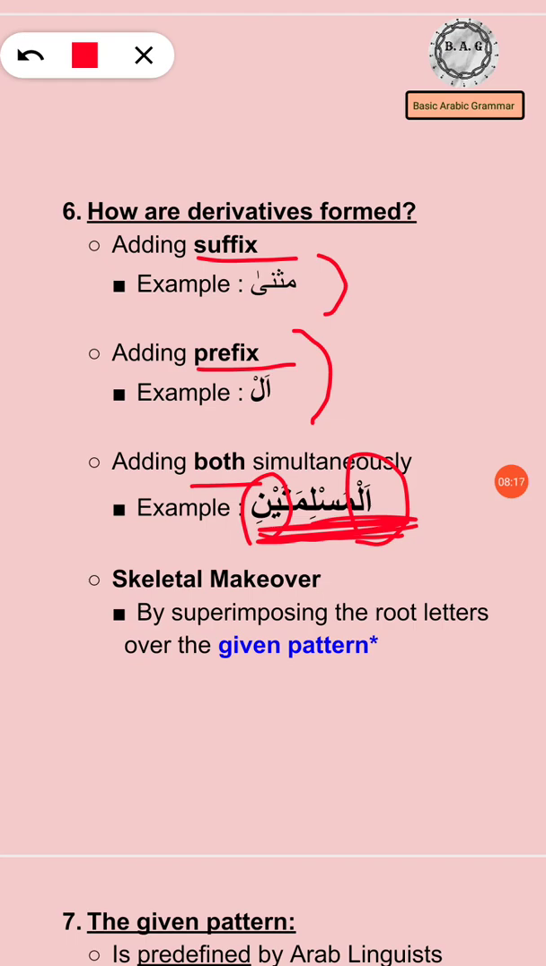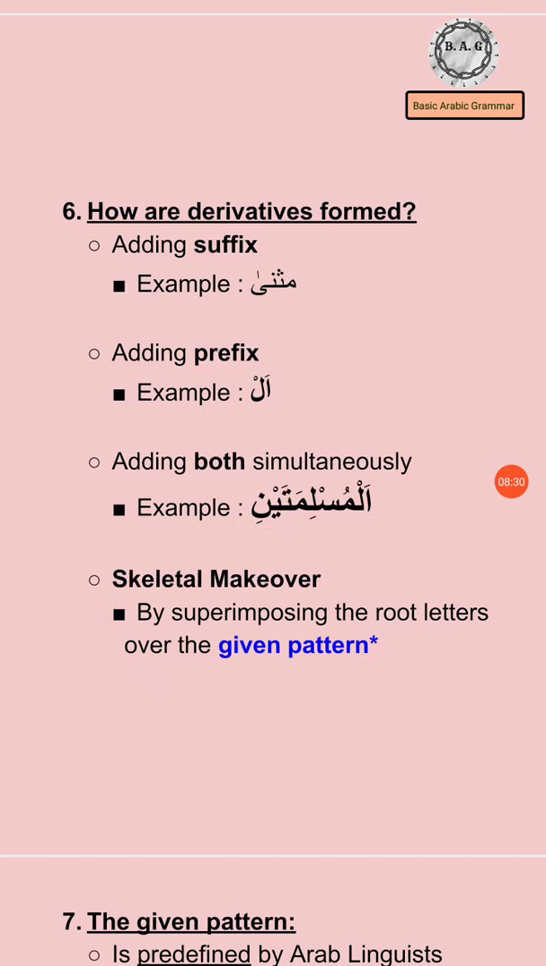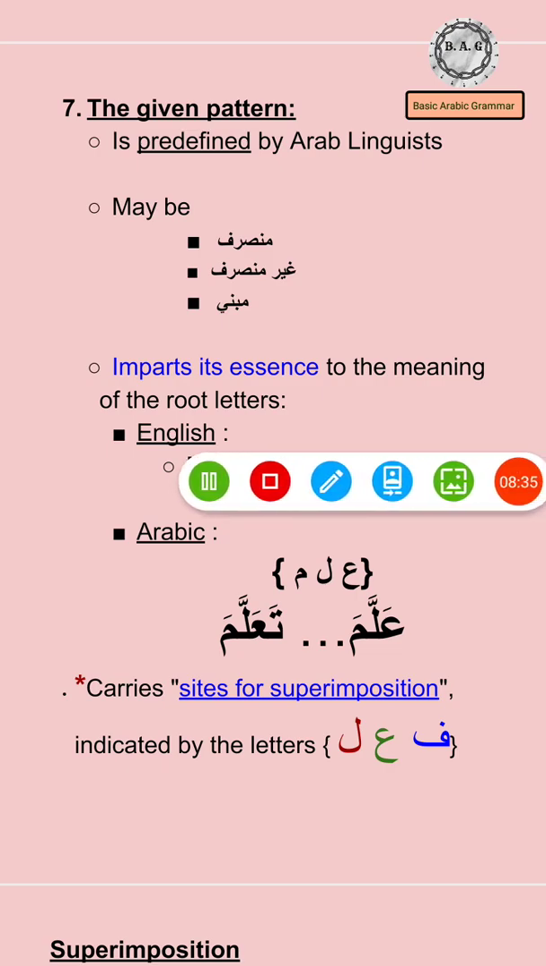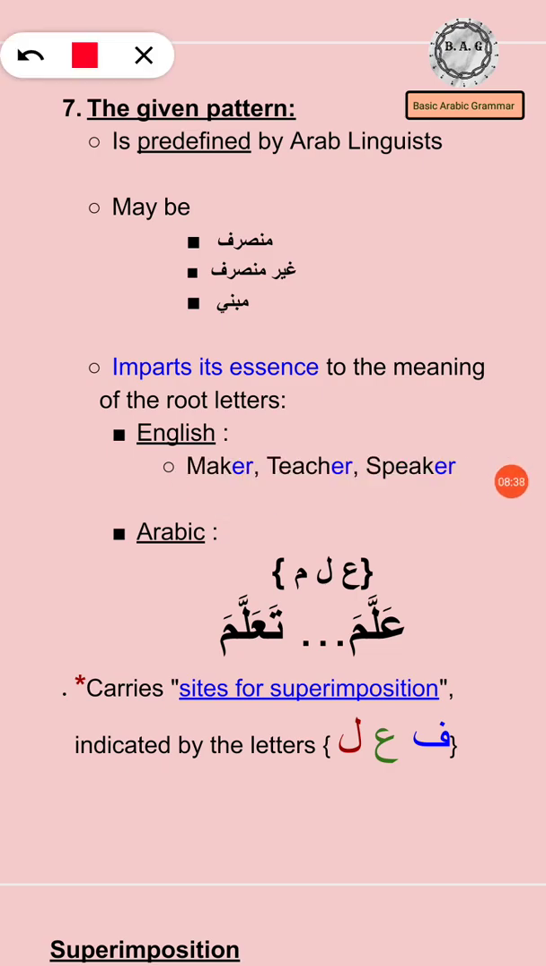And of course, how else are derivatives formed? By giving them a skeletal makeover, by superimposing the root letters over the given pattern. And we are going to learn a lot about these given patterns. Let's go with it. So the given pattern, what does it do? First of all, it is predefined by the Arab linguists. We don't have to get into the technicalities of how they landed on such and such pattern. It is predefined, and you just have to know and memorize it, and know what this particular pattern means.